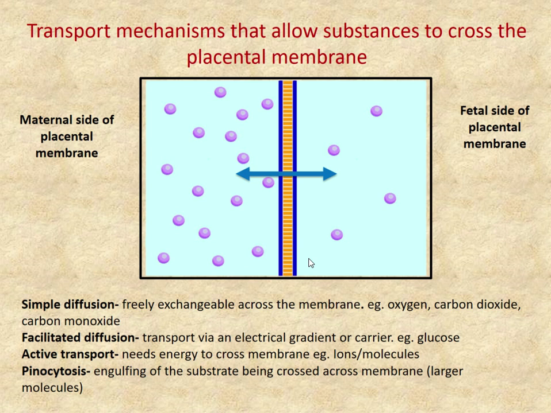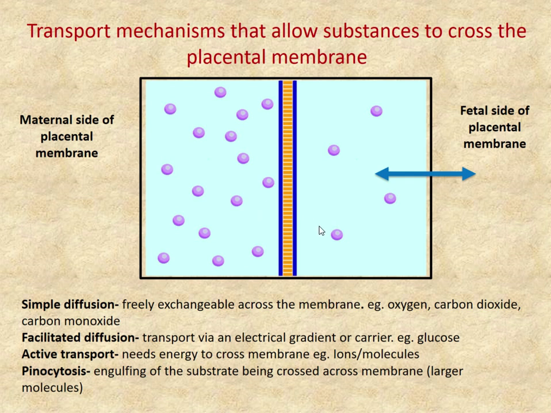Okay, there are several different transport mechanisms that allow substrates to cross this placental membrane. You're just sort of getting started with understanding transport mechanisms, or some of you might already be experts, but just to refresh your memory or to start you off, you can have simple diffusion of substrates, and so basically things can go back and forth freely, like oxygen, carbon dioxide, carbon monoxide, and also water goes across freely.